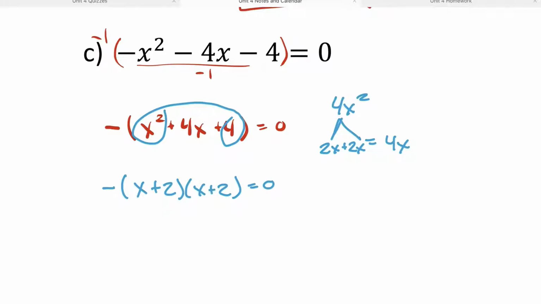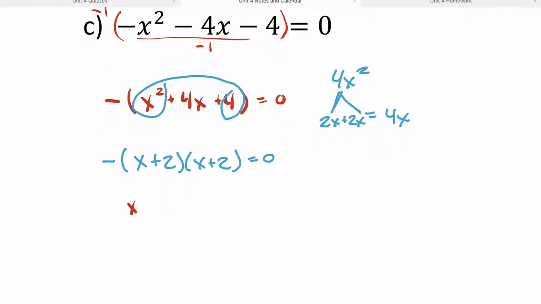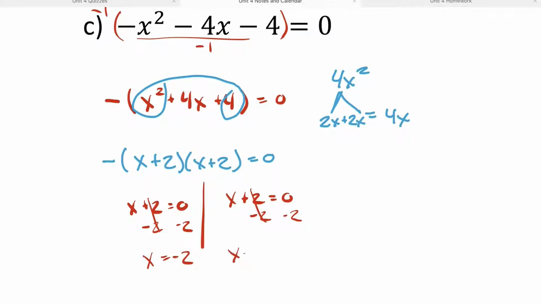And then we'd set each of those factors equal to 0, so x plus 2 equals 0, and x plus 2 equals 0. We'd subtract 2 from both sides, and we get x equals -2 and x equals -2. So you could write this as x equals -2 comma -2. All right.